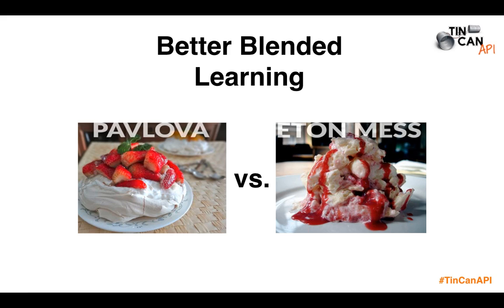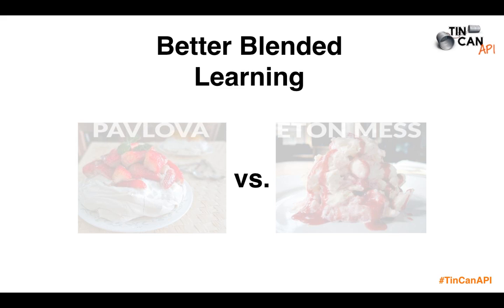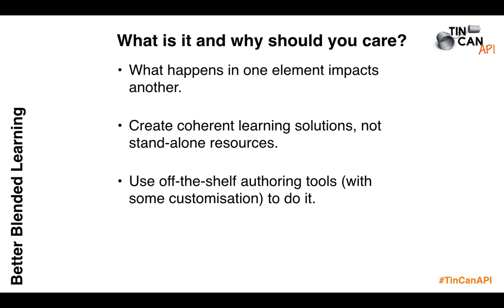But wouldn't it be good if our blended learning was really actually blended, was really mashed together, where our online stuff and our face-to-face stuff and our marketing campaigns were all just mixed up, and what happened in one impacted the other. And that's what better blended learning is all about. It's where what happens in one element impacts another element. It's about creating coherent learning solutions, overall learning journeys for our learners, not just a collection of standalone resources that don't really match up and don't really fit together.